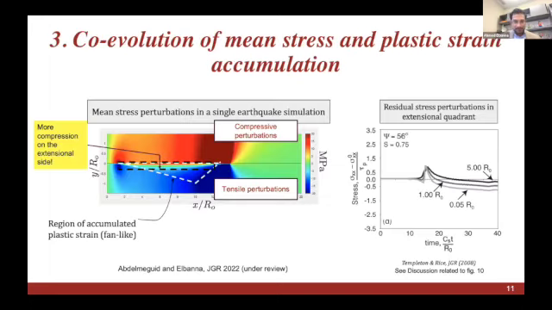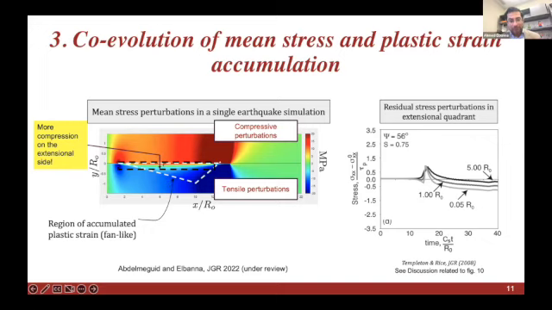And the third effect, which was actually pointed out in Templeton and Rice, is that there's also a co-evolution of the mean stress and plastic strain accumulation. For example, here I'm showing an example of a single dynamic rupture, and the mean stress changes in that dynamic rupture. And you could see that in this black dotted rectangle, there's actually more compression accumulating, or compressive stress perturbation accumulating, in what's supposed to be the dilatational quadrant.